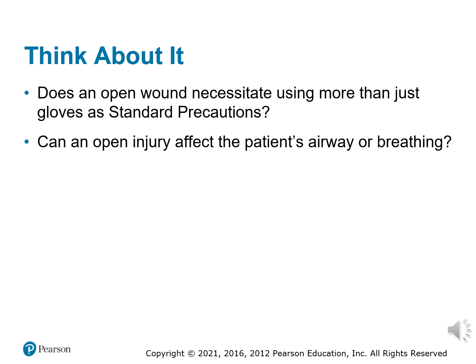Let's think about it. Does an open wound necessitate using more than just gloves as a standard precaution? And can an open injury affect the patient's airway or breathing? So remember, open wounds may require more than just a glove as standard precautions, especially if they are spurting blood or if there's a potential to get blood or any other body fluids on your clothing or in your face. An open injury to the face, neck, chest, or spine could affect the airway and breathing depending on the location of the injury and the structures that were damaged.